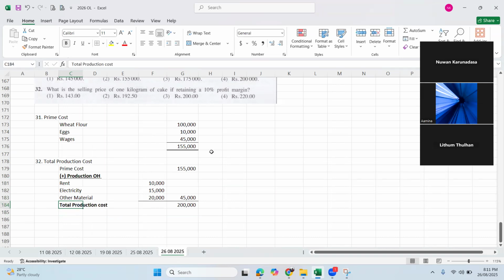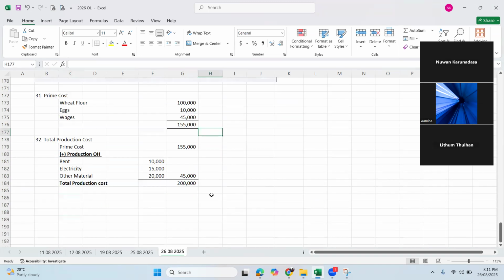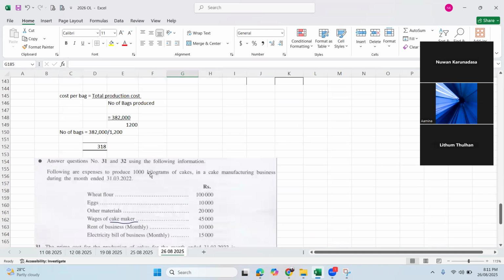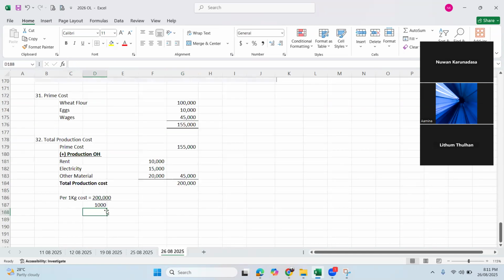Then how much profit margin are they keeping? See here, the selling price of a kilogram of the cake is retaining a 10% profit margin. So this is 200,000 for how many kilos? 1,000 kilos. Then the cost per 1 kg equals 200,000 divided by 1,000, right? The 1,000 kilos. Then the answer is 200,000 divided by 1,000 is 200.